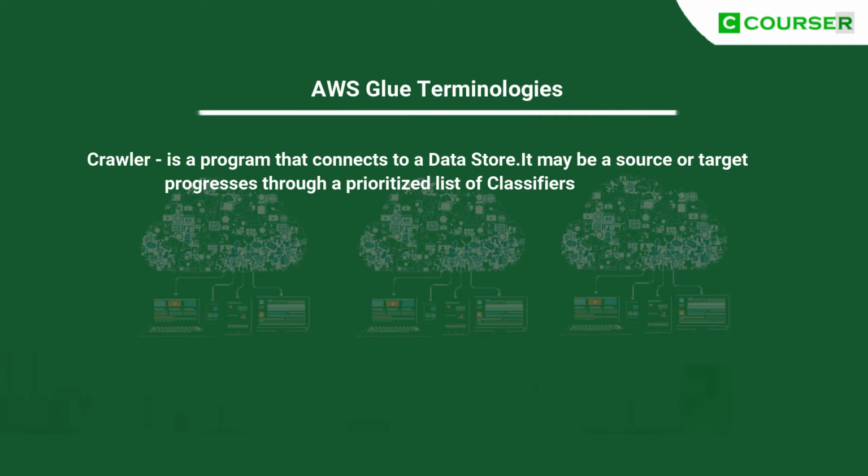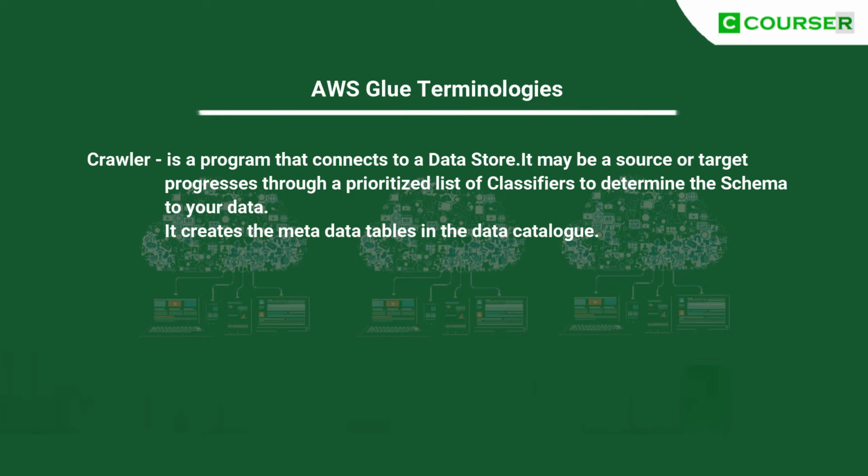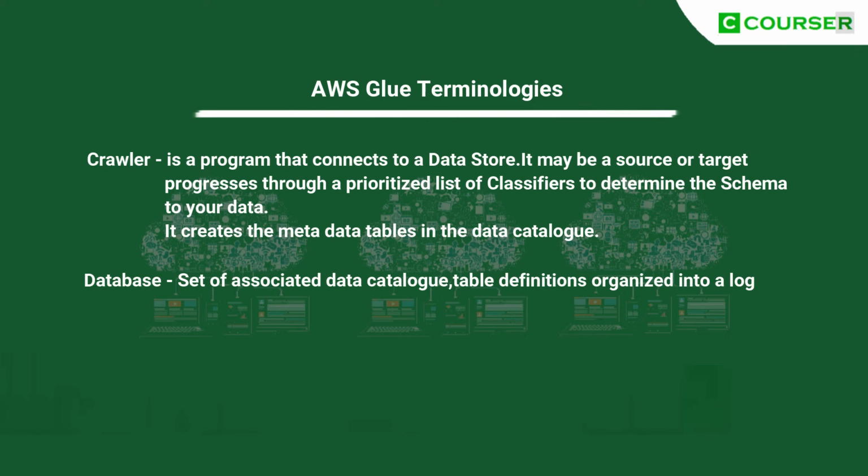The next one is the crawler. It is a program that connects to your data store, which may be a source or target, and progresses through a priority list of classifiers to determine the schema of your data. It creates the metadata tables in the data catalog. And the database is a set of associated data catalog table definitions organized into one logical group in AWS Glue.